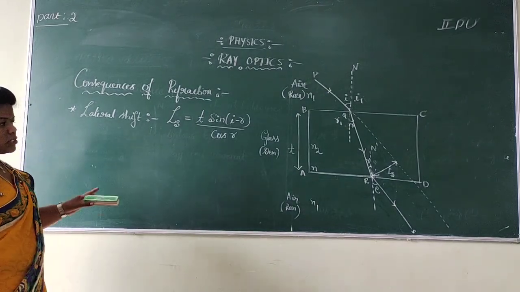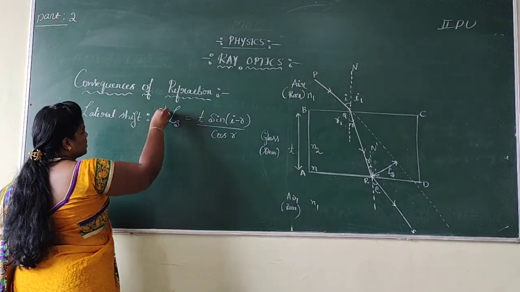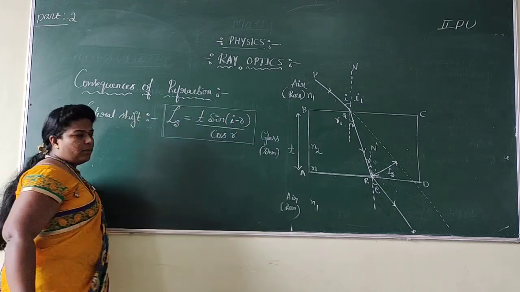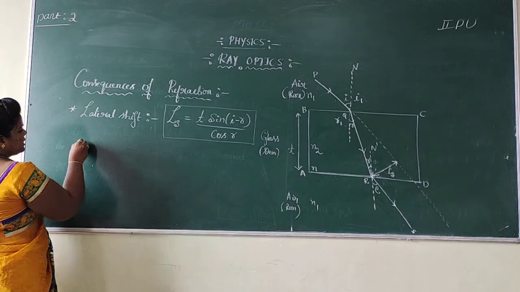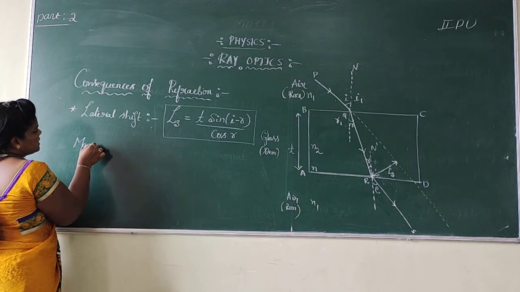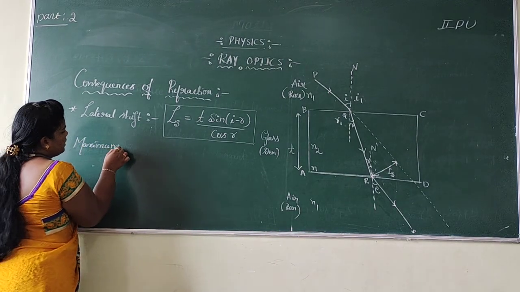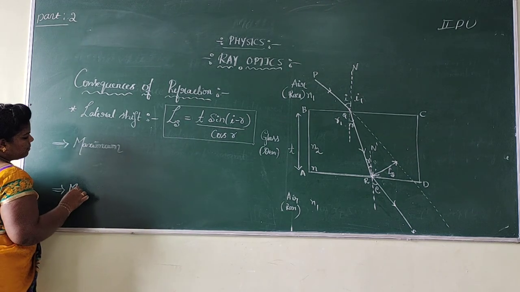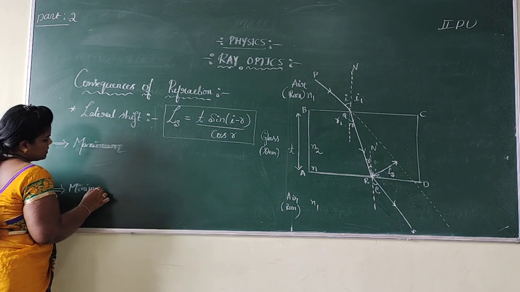Now let us see. There is no derivation for this lateral shift. So just remember this equation, which is useful for your competitive examinations. Now let us see when the lateral shift is maximum and when the lateral shift is minimum. So let us see those maximum and minimum cases.